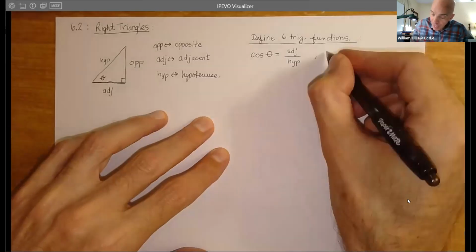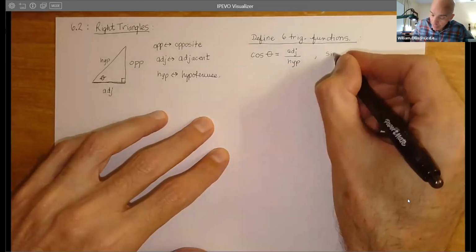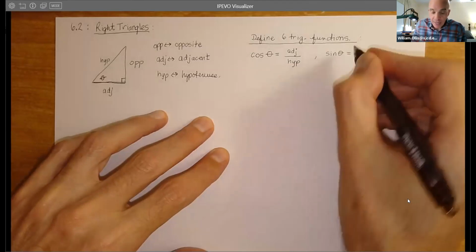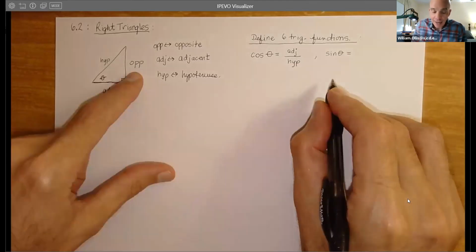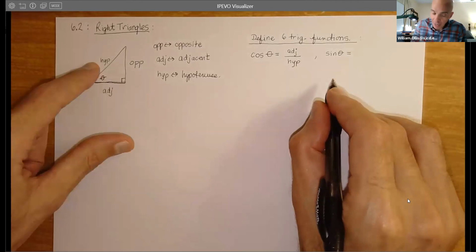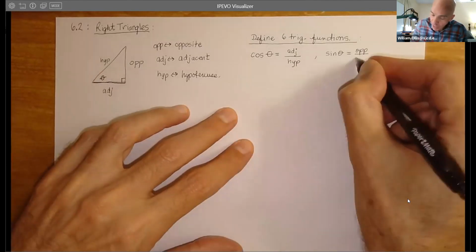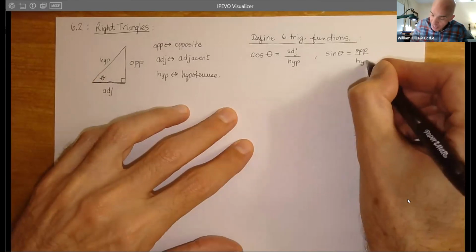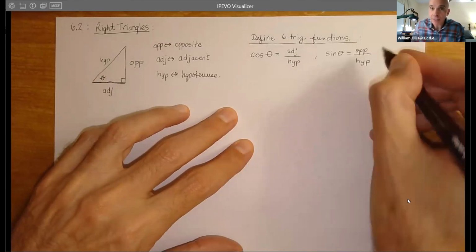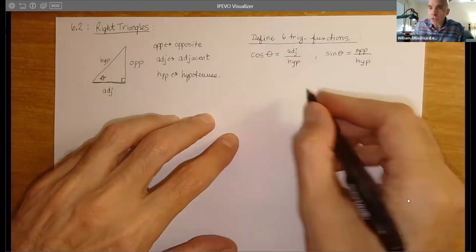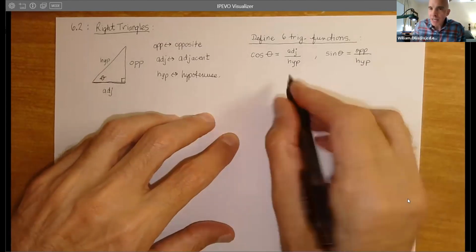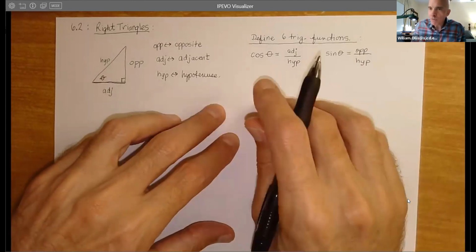And then the sine theta, we're going to define as the length of the opposite side divided by the length of the hypotenuse. Now, I'm not crazy. I'll show you that these actually turn out to be very good definitions. Now, what we want to do is remind ourselves of what we've done before.